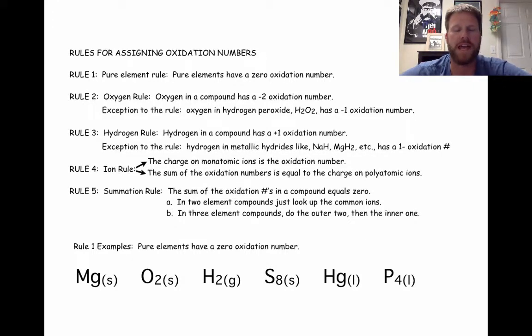The first rule is that pure elements have an oxidation state of 0. Any substance that is in its elemental form will have an oxidation number of 0. So this includes diatomic elements and other unique substances like listed here, sulfur S8 and phosphorus P4. Those are elemental forms of those substances, so they would have an oxidation number of 0 if you came across them in a chemical reaction.